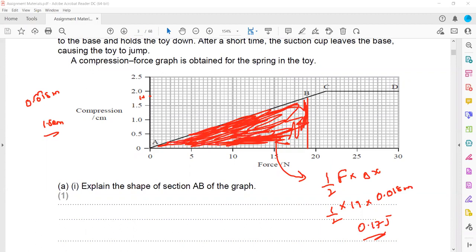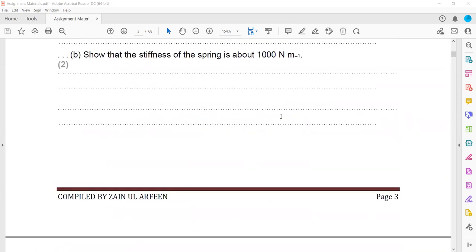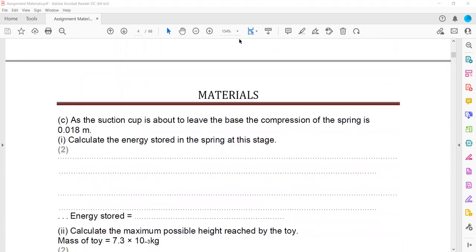Is it clear? Yes, sir. Can I use another formula, half kx squared? Yes, you can use that. You will get the same answer, because we worked out the stiffness, so we worked out k. If I use half kx squared, I will get the same answer. So it will be half, k was 1111 and x is 0.018. So when you simplify, what's the answer for this?